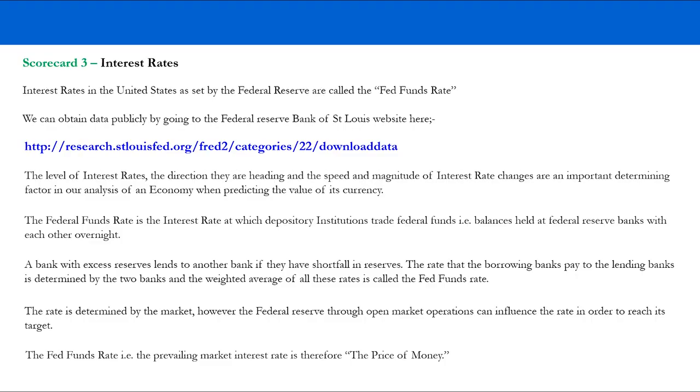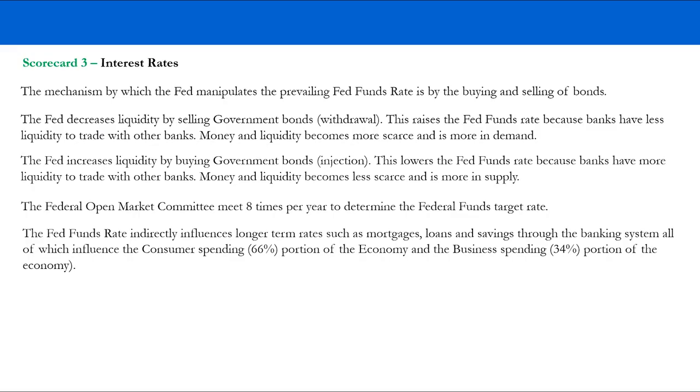Now, the mechanism by which the Fed manipulates the prevailing Fed funds rate is by the buying and selling of government bonds. And if the Fed wants to decrease liquidity, they basically sell government bonds, and this creates a withdrawal, so money comes out of the system. And what this does by way of the mechanism is this raises the Fed funds rate because banks have less liquidity to trade with other banks. Money and liquidity becomes more scarce and is therefore more in demand.